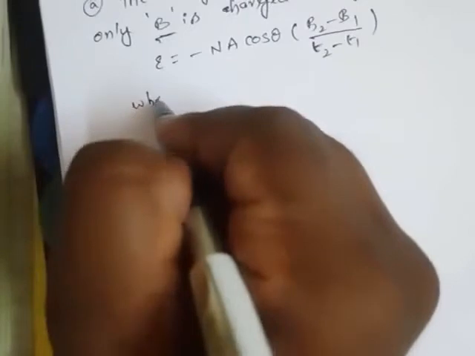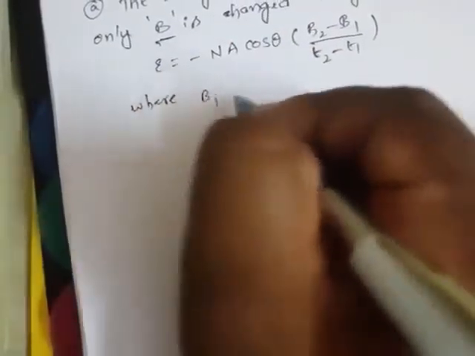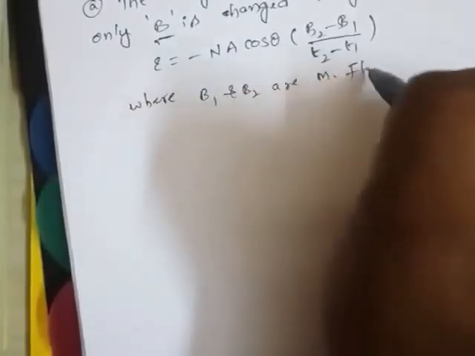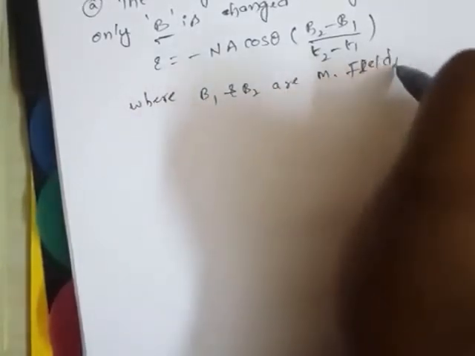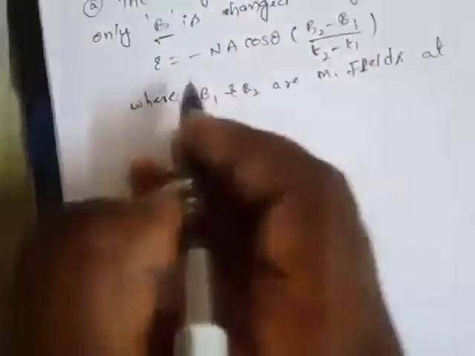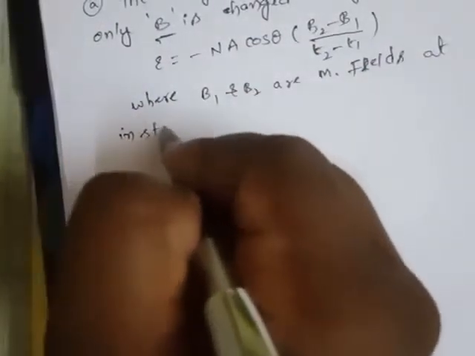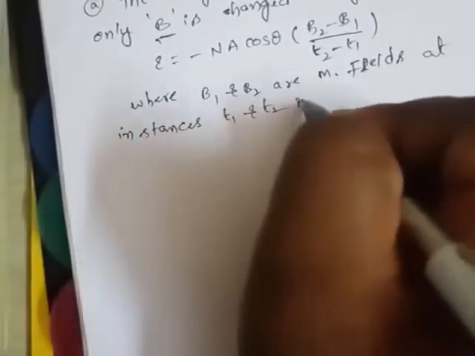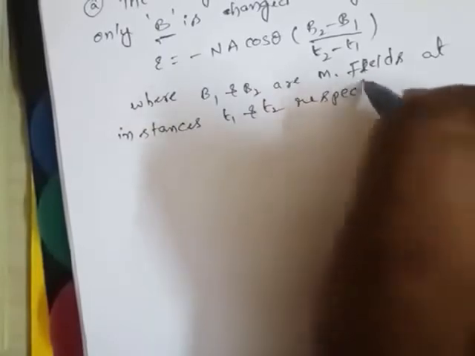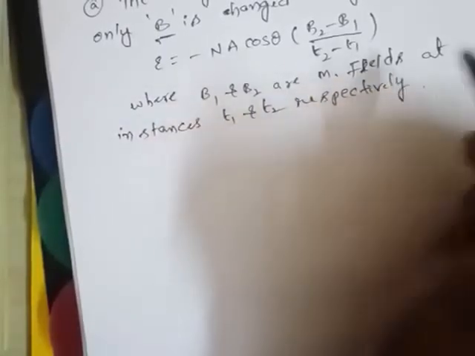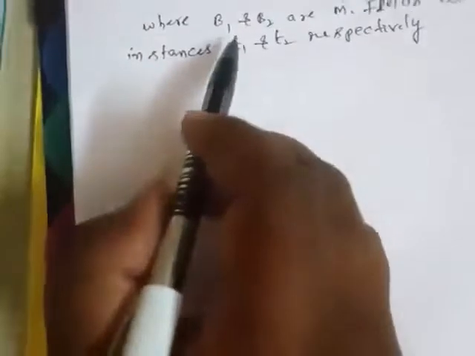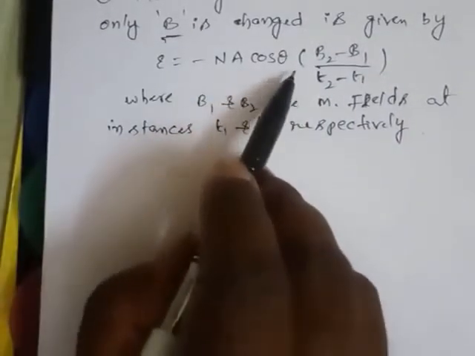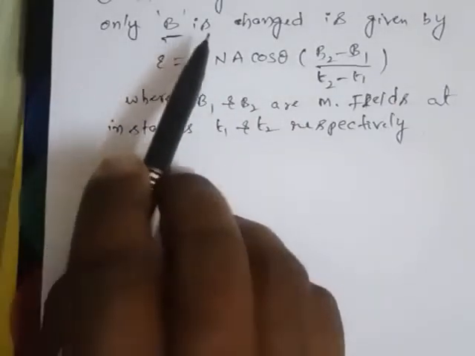Here B1 and B2 are the magnetic fields at instants T1 and T2 respectively. So this expression is used to calculate the average induced EMF when only the magnetic field is changing.